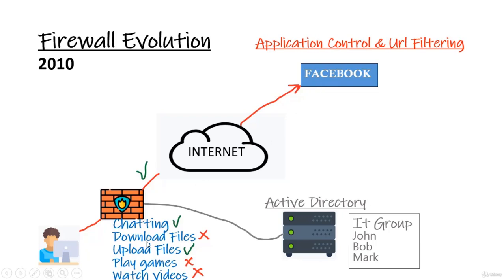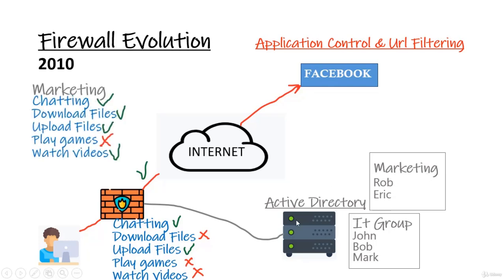Let's say we want to allow chatting for that IT group and upload files, but the rest, like download files, play games, and watch videos, we're going to block. So the IT group, when they try to connect to Facebook, they will not be able to play any games. They will only be able to chat, let's say in, I don't know, an IT group chat. Same for marketing and other stuff. This is how Active Directory works. It's a whole different story, but the point here is Check Point can integrate with that product and integrate that with application control and URL filtering.